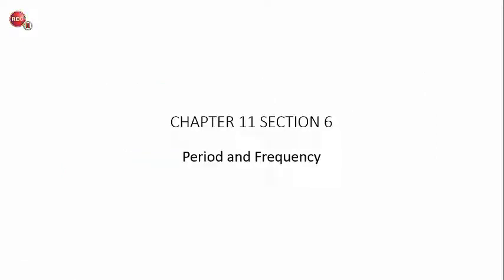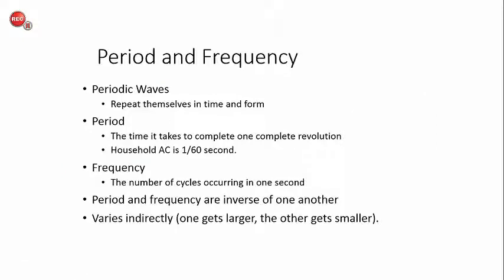This is section 6, period and frequency. Periodic waves, which are sine waves, sine waves are periodic waves. They repeat themselves in time and form. And so a sine wave is a periodic wave because it runs on forever. It repeats itself. Every time it repeats itself, it's exactly the same, and it takes the same amount of time for it to repeat itself each time that it does.